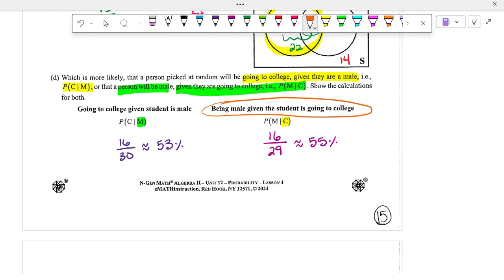So guys, with conditional probability, order does matter. All right. We're using the same two events, but we switched up the order of them. So it does change your answer. All right. So be very, very careful about that order.